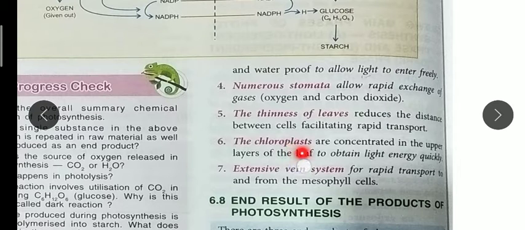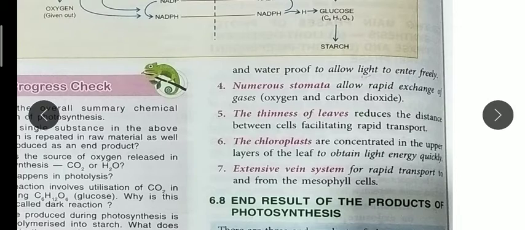Now the chloroplasts. The chloroplasts are concentrated in the upper layer. If they are present in a high number in the upper layer, they are able to absorb more light energy quickly. Now extensive vein system. Venation wise, you know that there are parallel venation and reticulate venation. If a high number of veins are there on the leaves, then rapid transport will take place from the mesophyll cells.